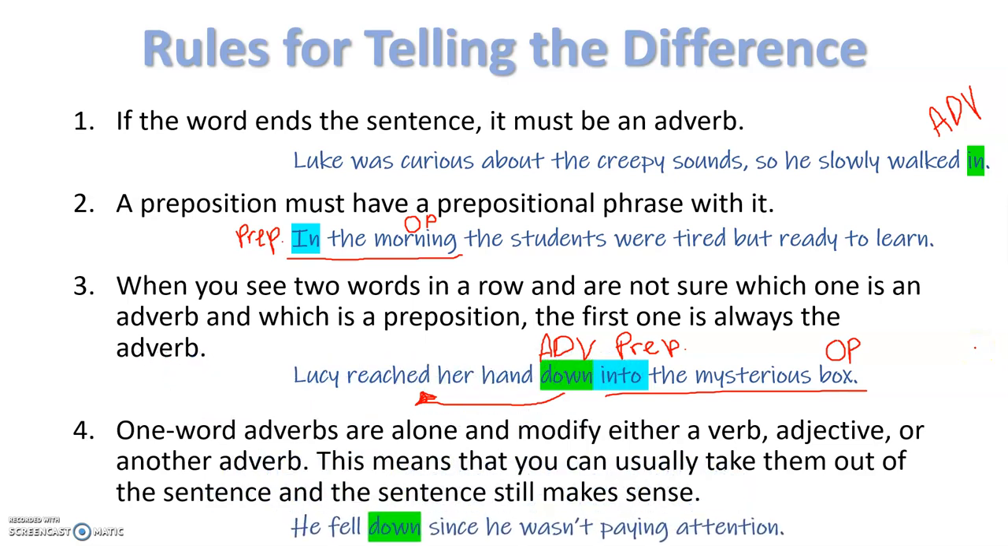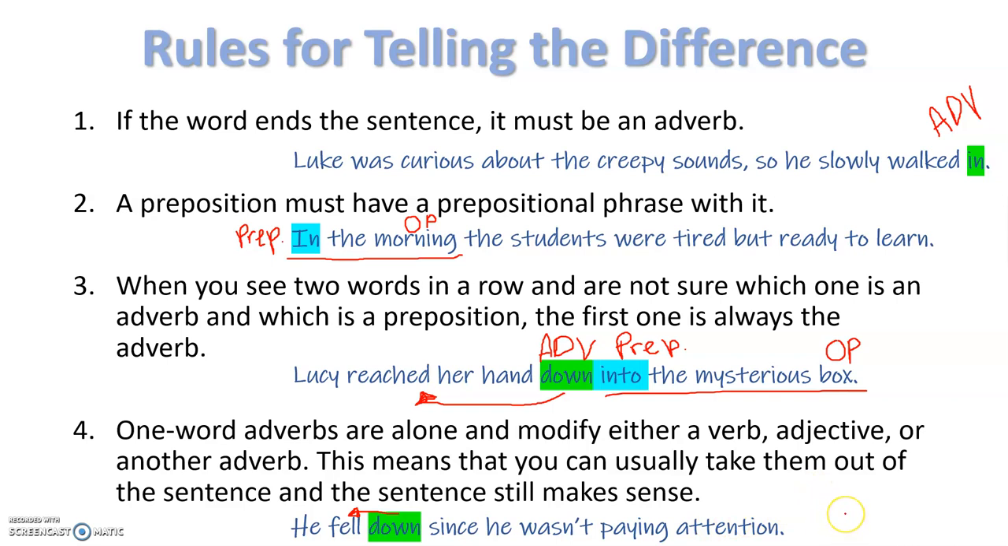This is a sentence from the previous slide about Bob. He fell down since he wasn't paying attention. Now you could look at this and say, well, is it a preposition? Because it doesn't end the sentence. Well, it's still going to be an adverb because not only is it modifying fell, but it doesn't have a prepositional phrase. Down doesn't go with since he wasn't paying attention. And we can take it out of the sentence. You could say he fell since he wasn't paying attention. So that's what's going to make it an adverb.